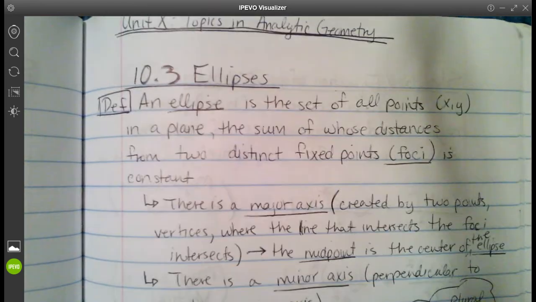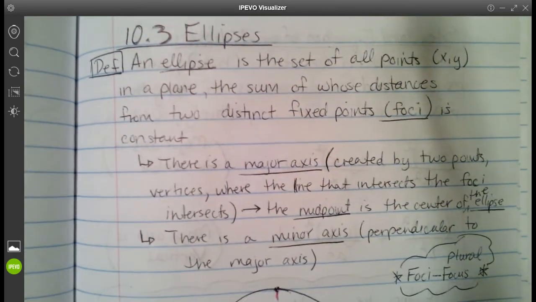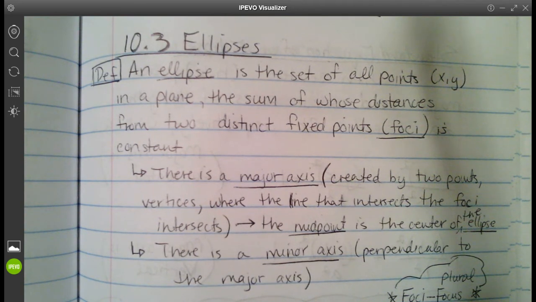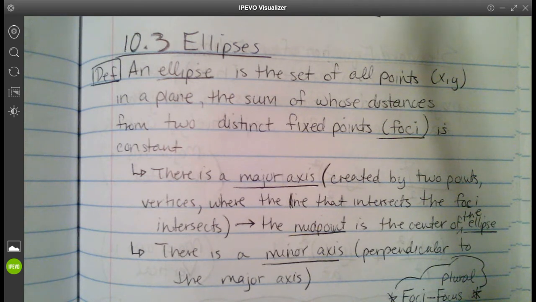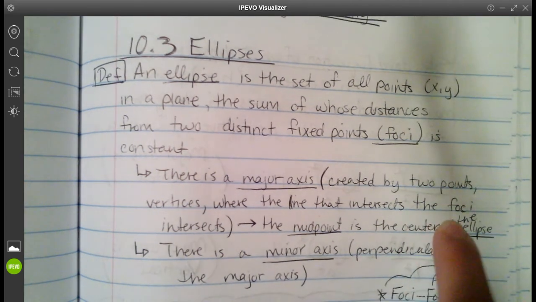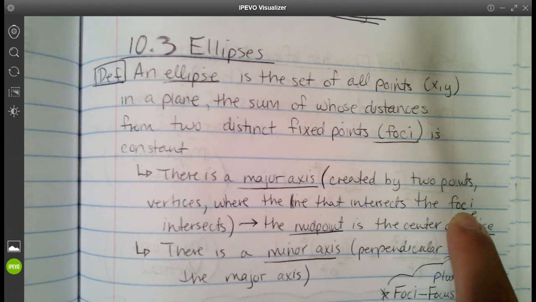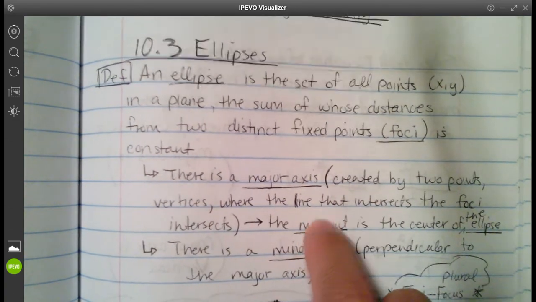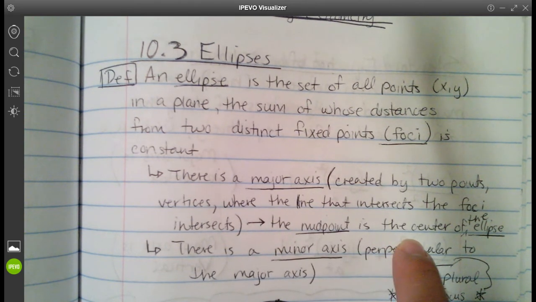We have a major axis, which is made by two points, also known as the two vertex points. The line that goes through these two points also intersects the focus points, also known as again the foci, which is plural for focus. The middle part of this line is known as the midpoint, and that's the center of the ellipse.